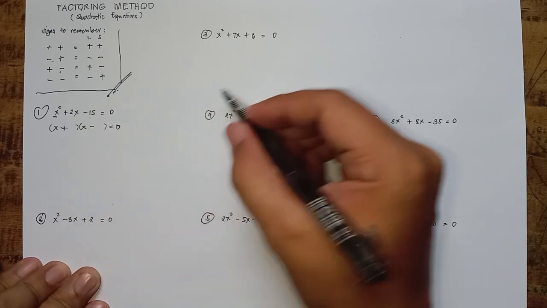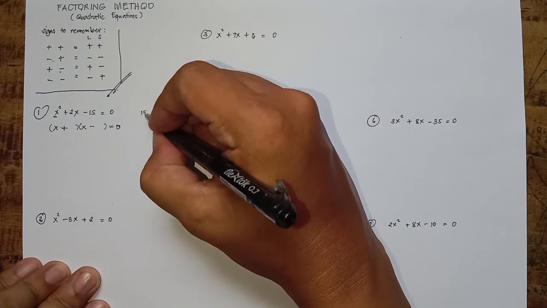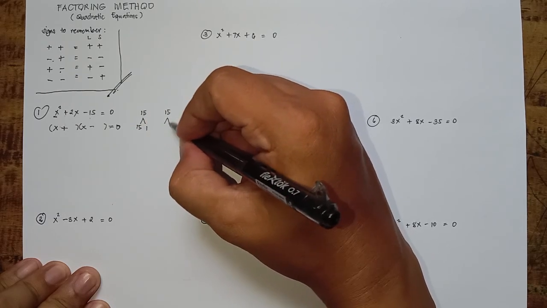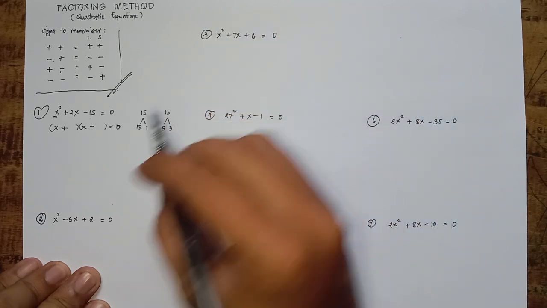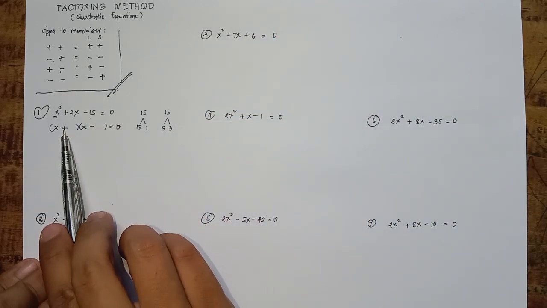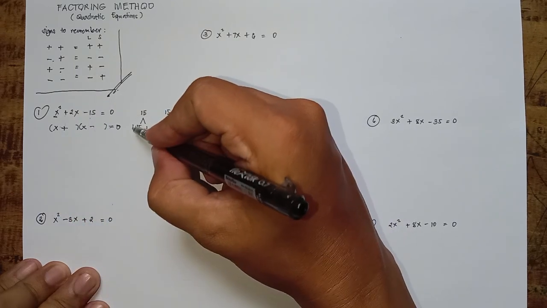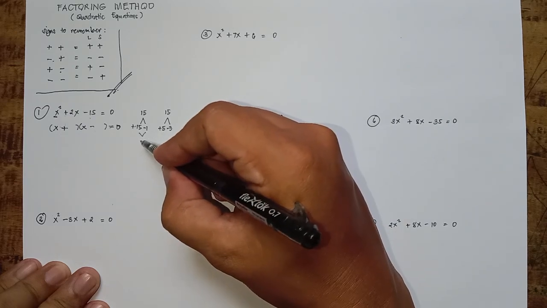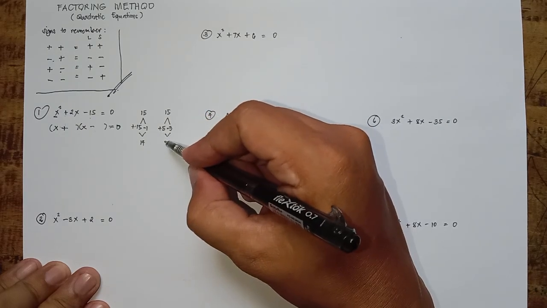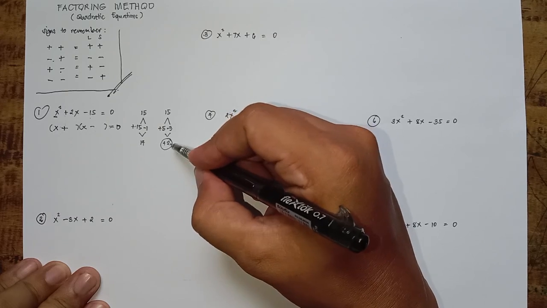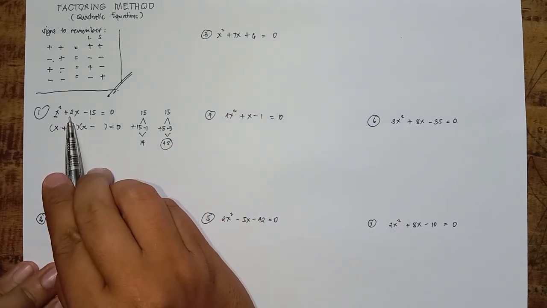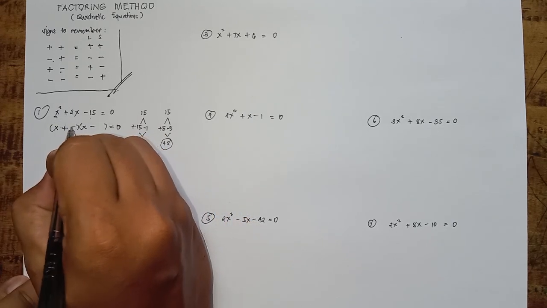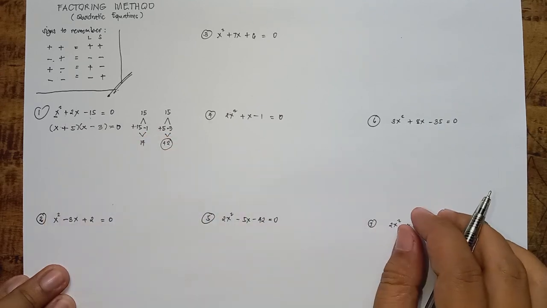Then we will factor 15. The factors of 15 are 15 and 1, and 5 and 3. For the larger number, the sign is positive, and the smaller number is negative. So this one is positive 14, and this one is positive 2. Since this one is positive 2, we satisfy the middle term, which is 2x. So therefore, our factors are 5 and 3.